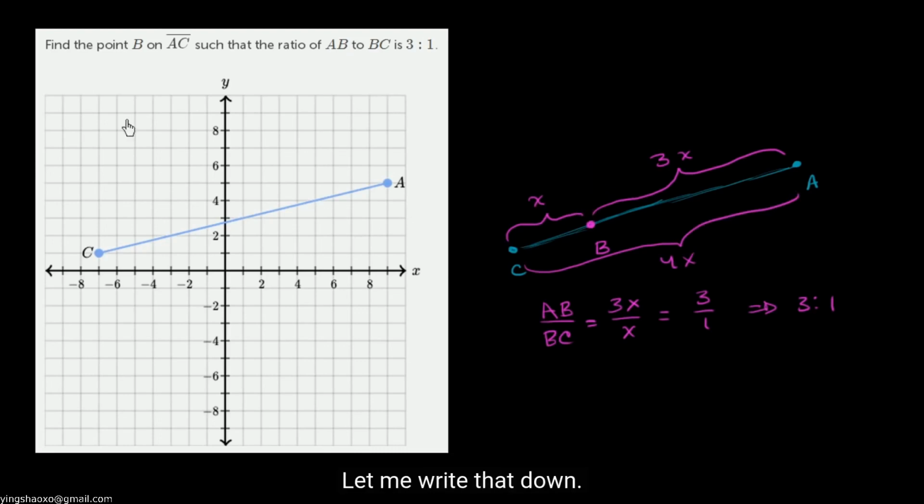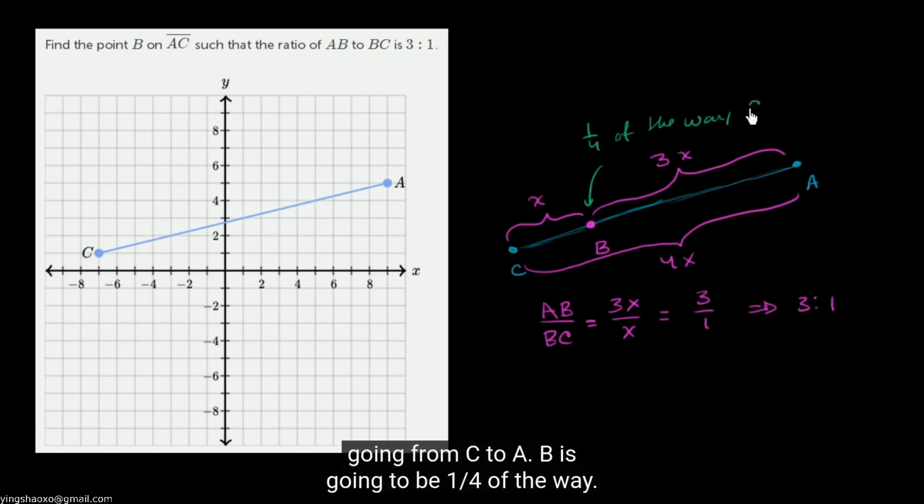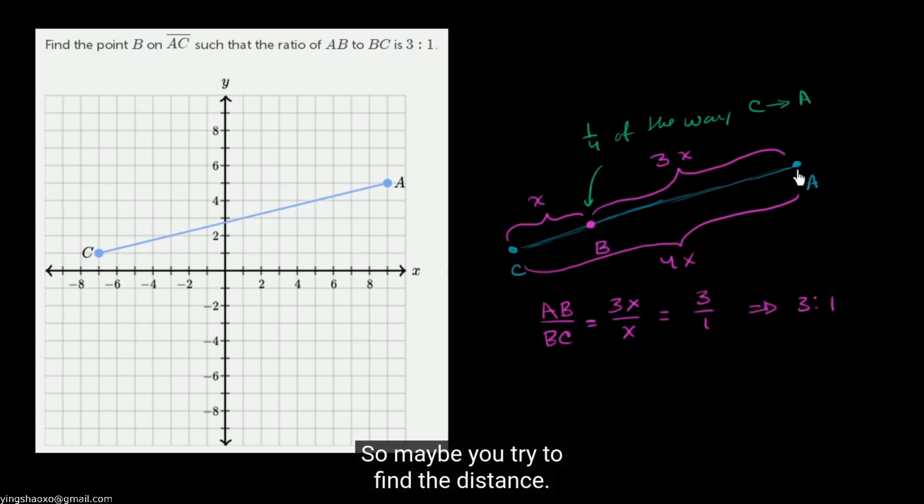So this is 1/4 of the way between C and A, going from C to A. B is going to be 1/4 of the way, so maybe you try to find the distance, and you say, oh, well, what are all the points that are 1/4 away? But it has to be 1/4 of that distance away, and then it has to be on that line. But that makes it complicated, because this line is at an incline. It's not just horizontal, it's not just vertical.